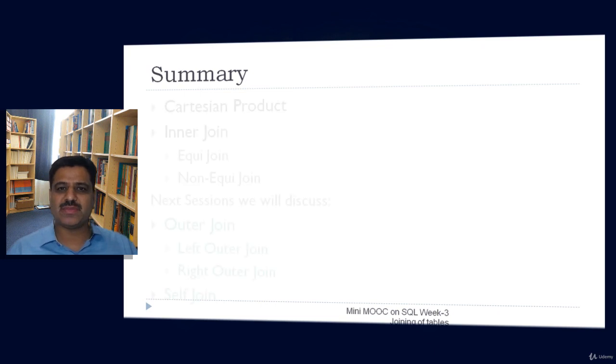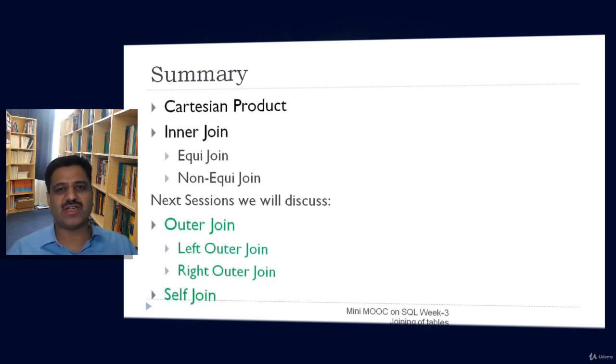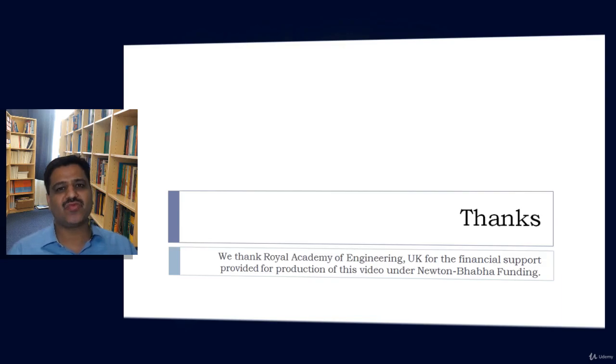Let's summarize the concepts which we have learned in this session. In this session, we have learned the concept of Cartesian product and inner join. We have discussed two types of inner join. One is equi-inner join and another is non-equi-inner join. In next session, we will discuss outer join and its two types, that is left outer join and right outer join, and self join. Thanks for watching this video.